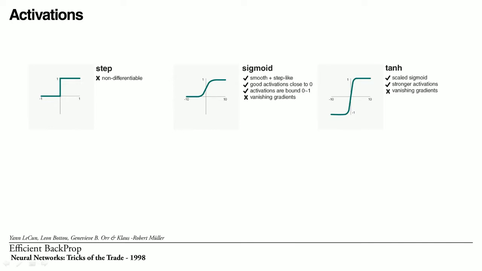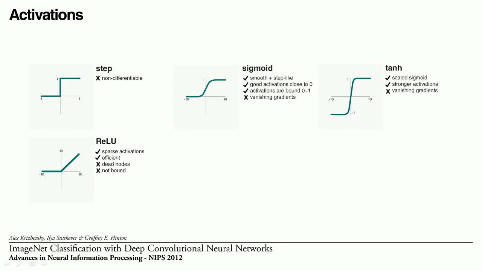We also have the hyperbolic tangent. It is essentially a scaled version of the sigmoid. It has stronger activations since it's scaled. At the same time, it still suffers from the vanishing gradient problem. Now we have the rectified linear units, the ReLUs. They only activate in one direction, and as you can imagine, you get sparse and efficient activations in this case. This is in contrast to the sigmoid, which is always activated. The ReLU is only activated in the positive direction.